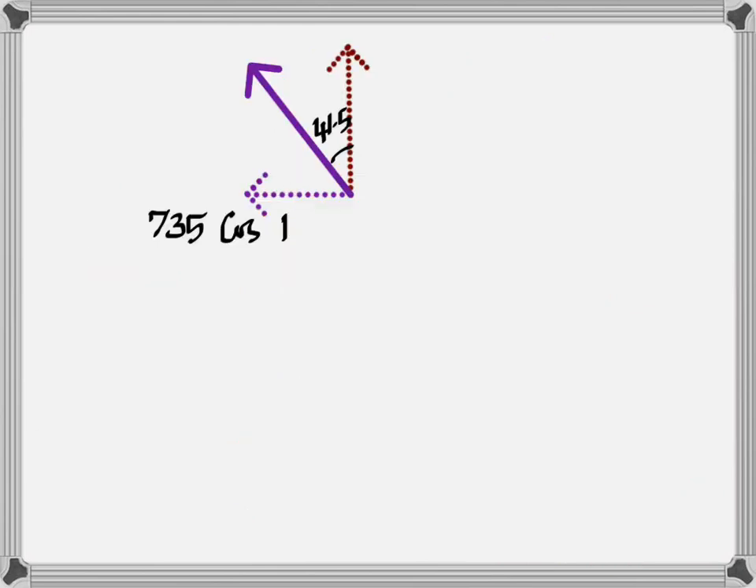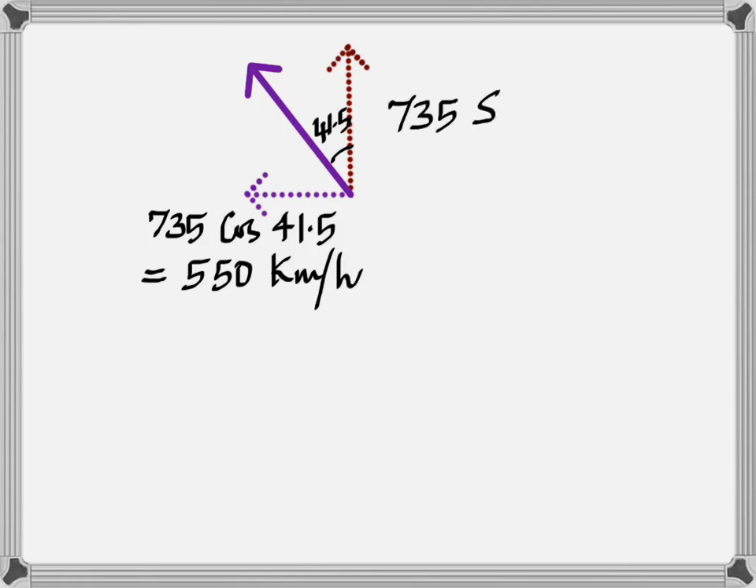So you have the vector resolved into its two components. 735 cos 41.5 gives you 550 kilometers per hour, right? And then the other component is 735 sine. Wait a minute. Hey, why did I make a mistake?